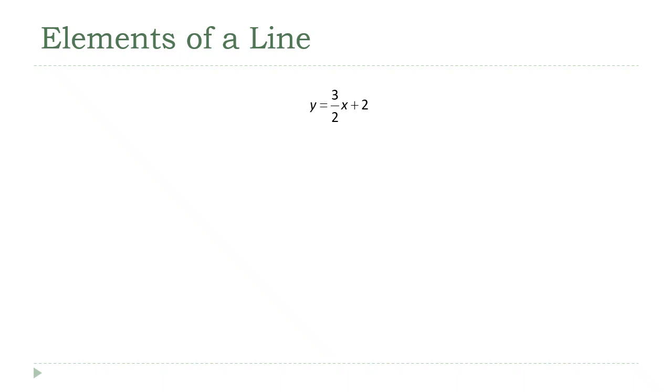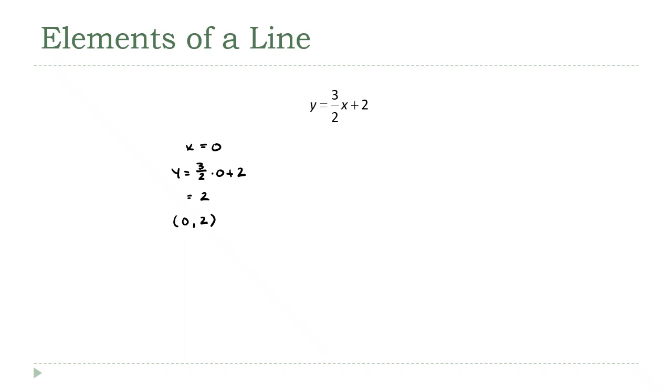And we can do that here. I just need to find the coordinates of 2 points. So to do that, I'm going to start by picking an x value. I'm going to say let x equal 0. I can pick any number that I like, and I like to pick 0 because a lot of times it makes things easier. If I put that into the equation, it becomes y equals 3 halves times 0 plus 2, which is 2. So the first point is (0, 2).